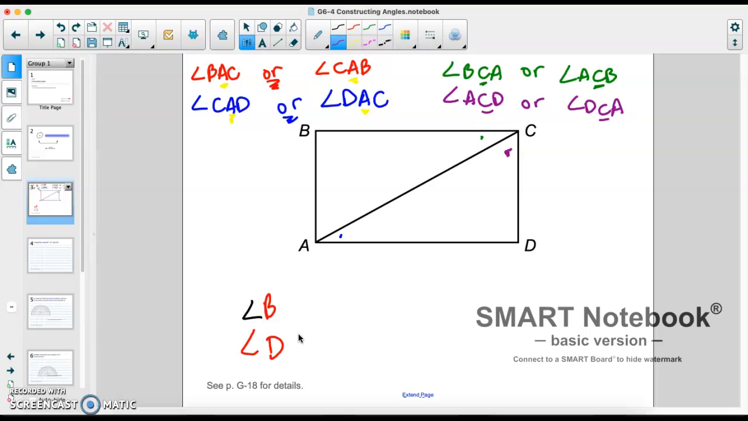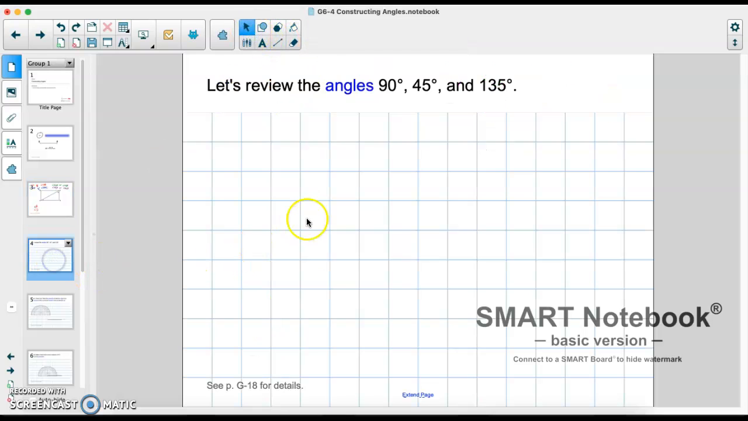And that practices a bit of naming stuff. You can actually work on number 4 if you'd like. Number 3 we're going to talk about for just a sec. Okay, so this says to let's review the angles 90, 45, and 35.